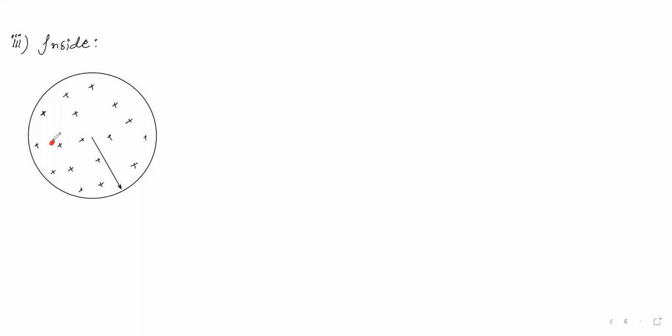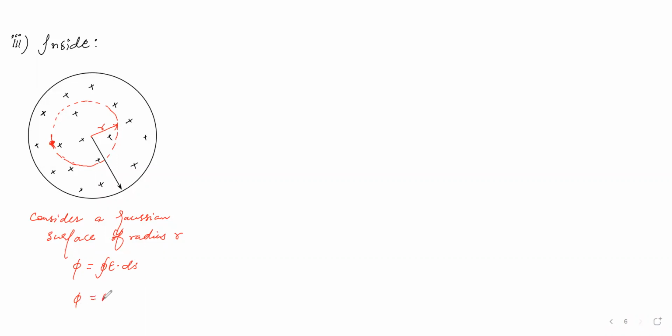We are choosing this point. And we already know this is a non-conducting sphere. So what will be the amount of charge within this Gaussian surface? Take it as radius small r. Please mention here: consider a Gaussian surface of radius small r, for which phi is equal to the integration of E dot ds. We need not take cos theta, because the area vector and the field vector are both in the same direction. Finally, you get phi is equal to E into 4 pi r square. This is your equation.